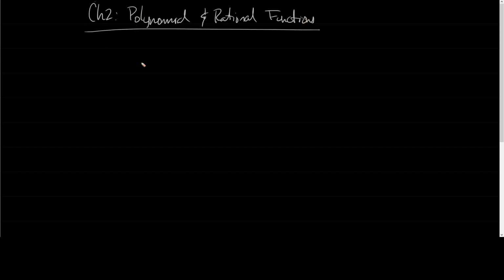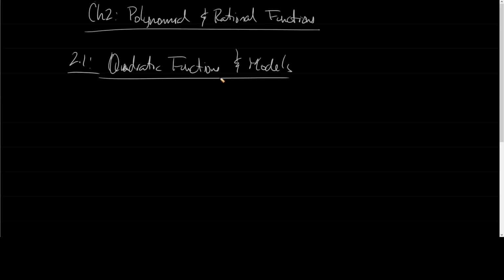This is chapter 2, which is on polynomial and rational functions. So we started with 2.1, which is on quadratic functions and models. All right, let's make that look cleaner. There we go.